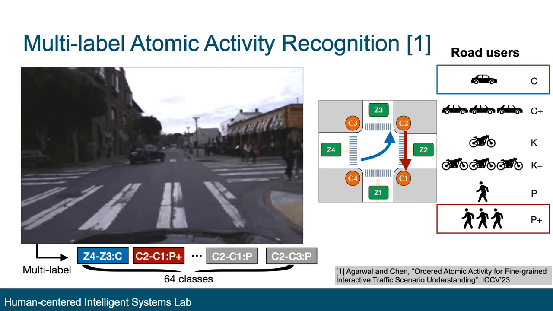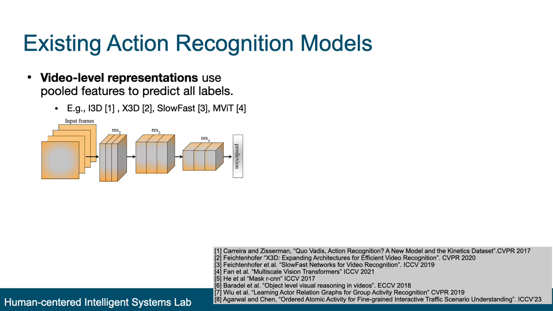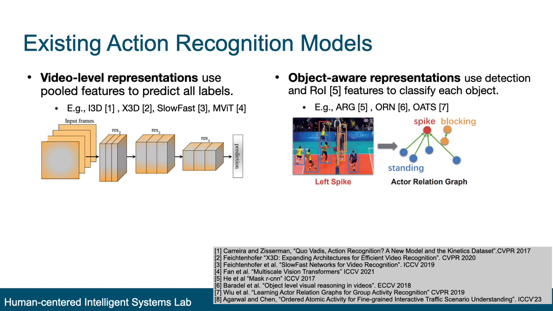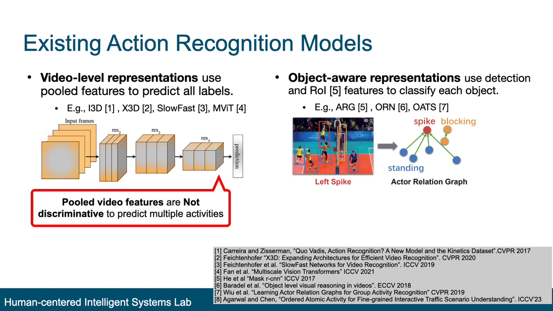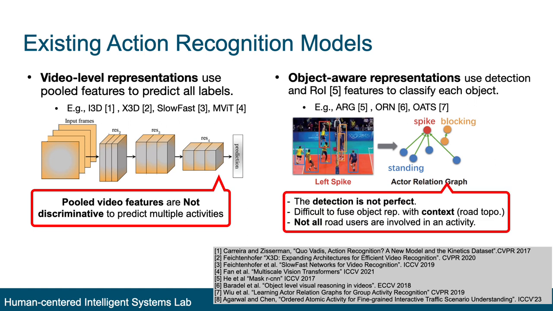multi-label action recognition task. We study the existing action recognition models, video-level representations, and object-aware representations. We argue that the video-level representations are not discriminative enough to predict multiple activities with pooled features. And object-aware representations, following the detect and classify paradigm, are prone to fail as the detection is not perfect, and difficult to be fused with context. Moreover, not all road users are involved in an activity.